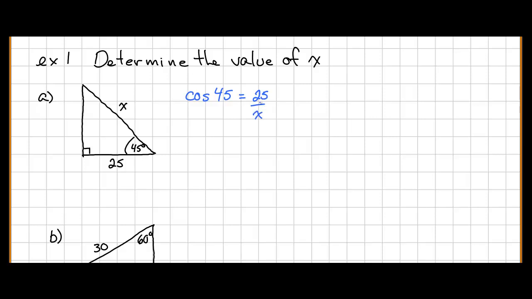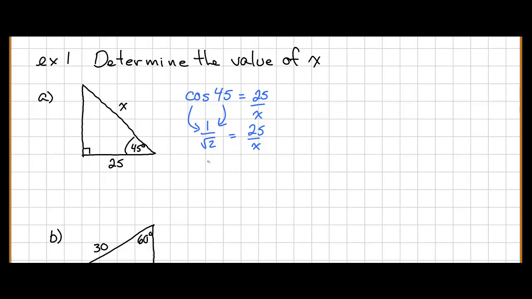Now, from special triangles, we know that the cosine of 45 is root 2 over 2, or 1 over root 2, whichever we prefer. So I'm going to write that as 1 over root 2 is equal to 25 over x, because the cosine of 45 is 1 over root 2. To get x by itself, you can multiply both sides by x, and to get rid of the root 2 in the denominator, I'll multiply both sides by root 2.